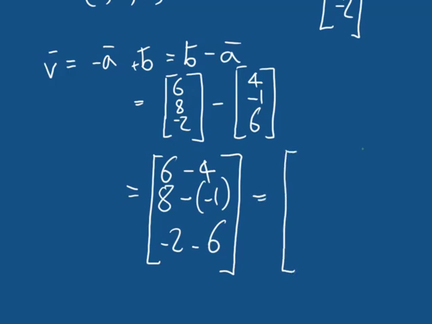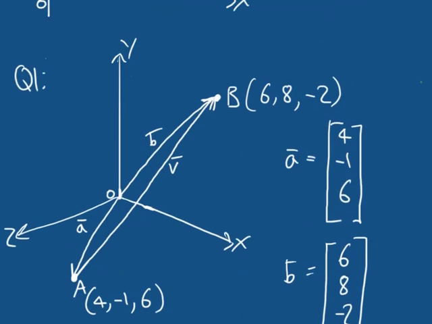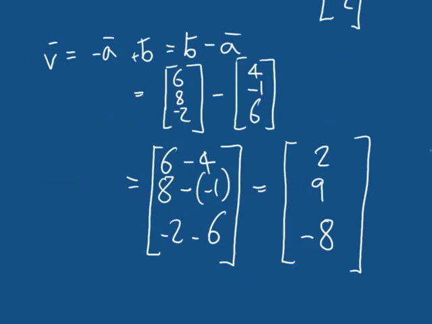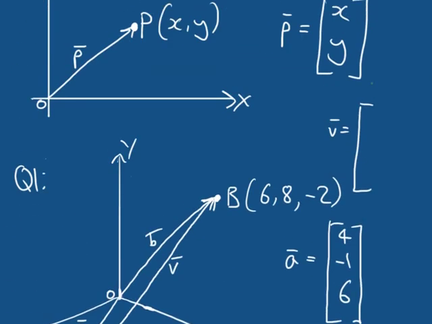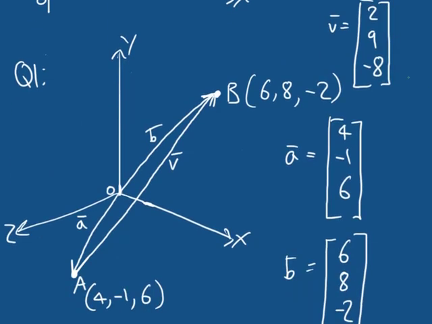This is going to give us a vector that has the components 6 minus 4, which is 2, 8 minus 1 is 8 plus 1, which is 9, and minus 2 minus 6 is minus 8. So we have a vector V, which if I rewrite this up here, vector V, which is equal to 2, 9, minus 8. Fantastic. So vector V is 2 in x, 9 in y, and minus 8 in z.